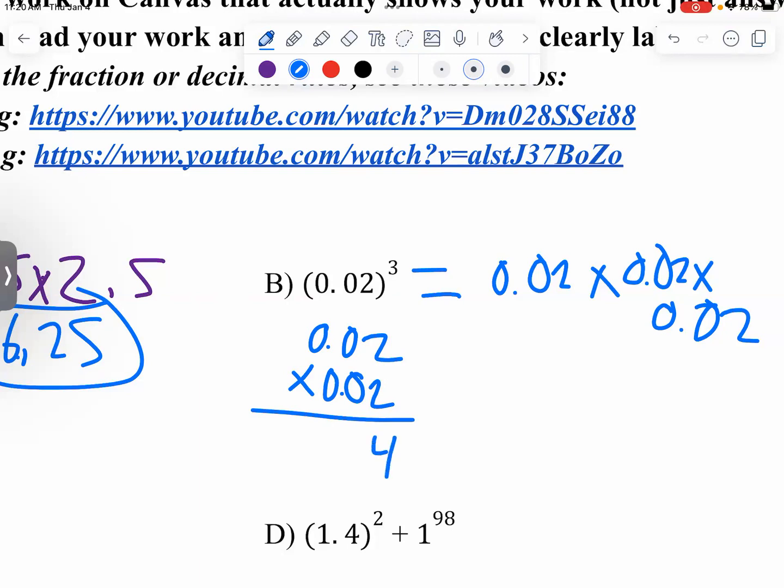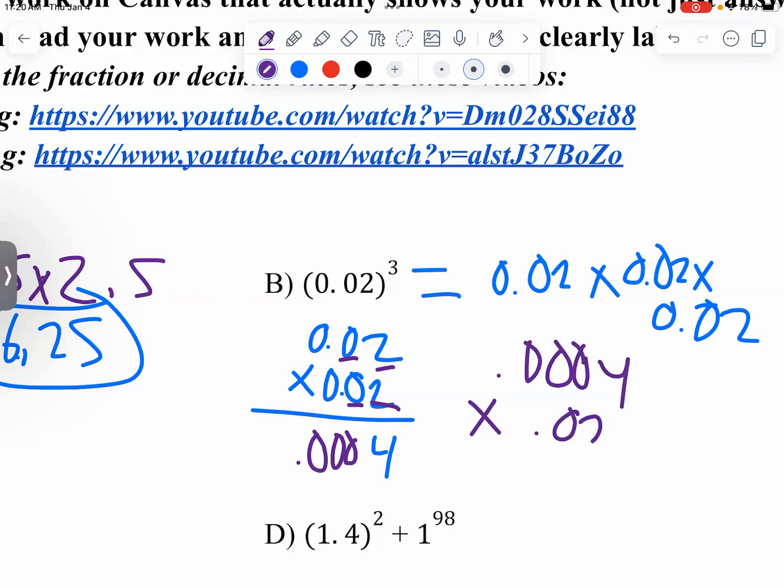So that's a 4. And then you count the decimal places. 1, 2, 3, 4. So that means we need 1, 2, 3, 4 decimal places. So now, to finish the problem, we need to do 0.0004 times 0.02. Simple. 4 times 2 is 8. Great. Then we have how many decimal places? 1, 2, 3, 4, 5, 6. So that means we need 6 decimal places.